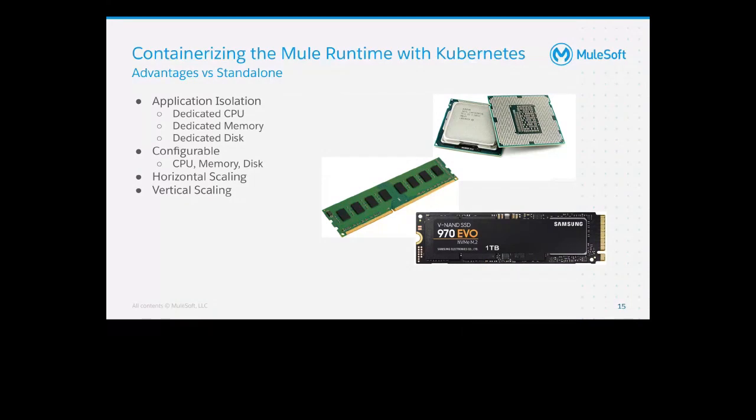So applications don't compete with resources for other applications. Also, it is configurable, where on a standalone Mule runtime, you have a maximum amount of memory, and all the applications compete for that memory. And if one application is stealing memory away from another application, then that application might become impaired or get in trouble. So it's very important to have dedicated CPU, memory, and disk for each application. And on top of that, it's also configurable.